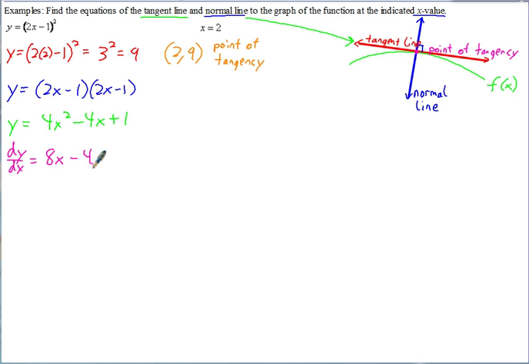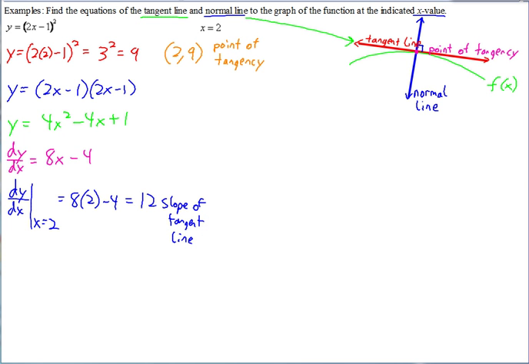That's the derivative for any x value, but we want it specifically at our point of tangency. So the way you write that, you want the derivative specifically when you're plugging in x equals 2. So it'll be 8 times 2 minus 4. 16 minus 4 is 12. So there's the slope of the tangent.